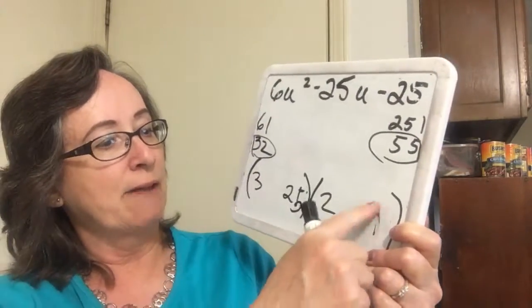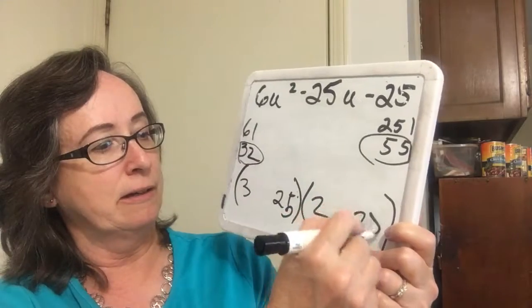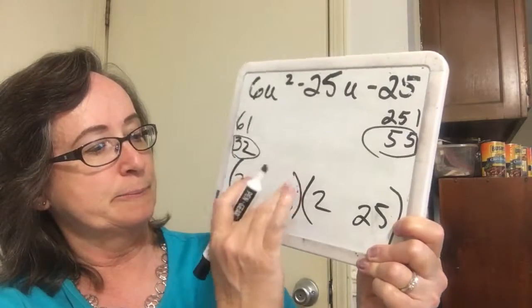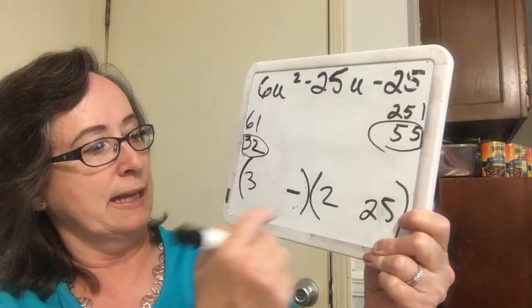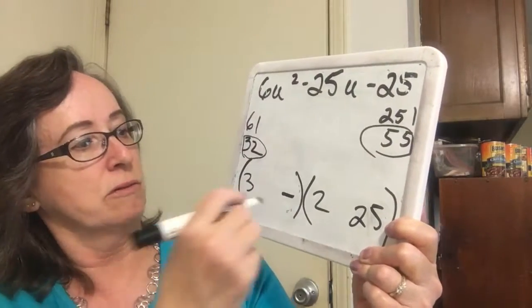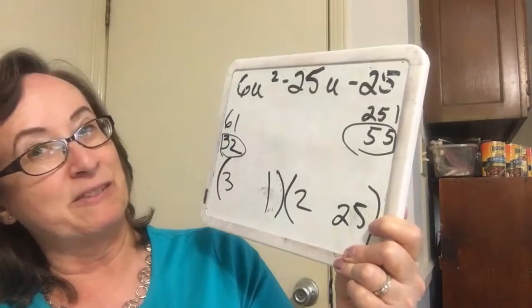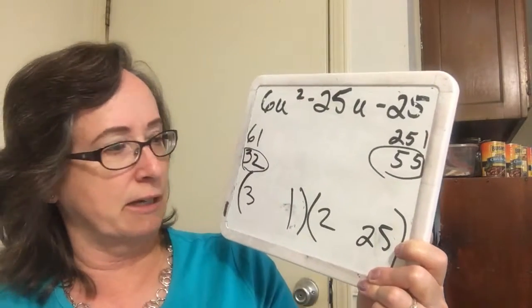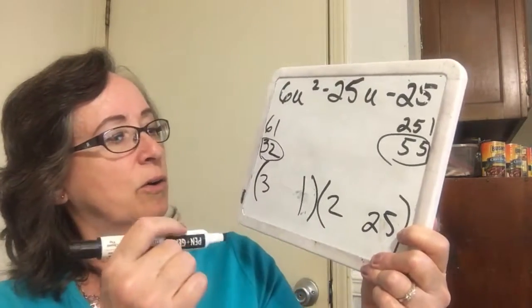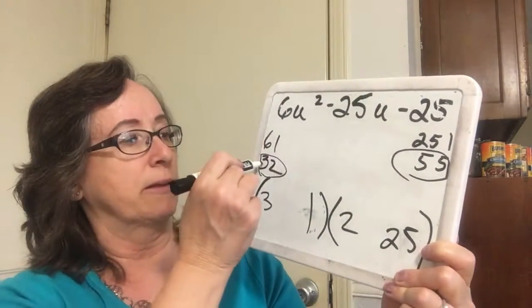That's not going to work. If I put the 25 here and the 1 there, then I'd get a 75 minus 2. Excuse me, that's a 1, not a dash. I get 75 minus 2. Still not going to work. So I know that it's not going to be the 3 and the 2.